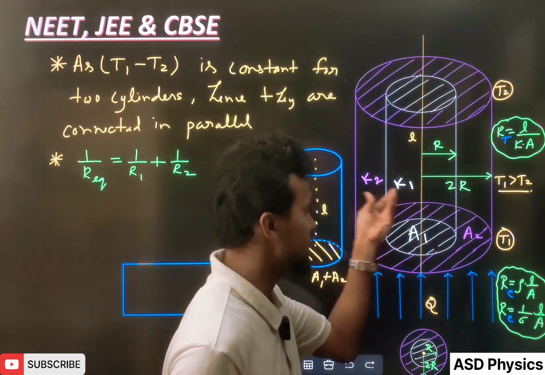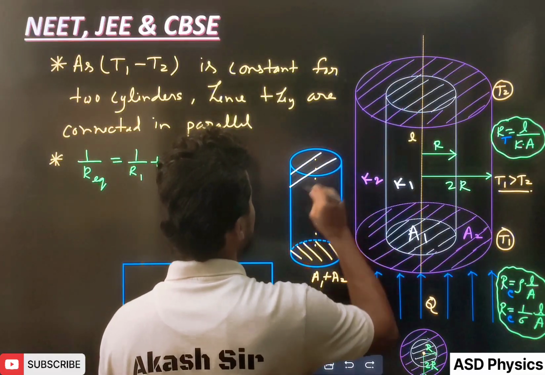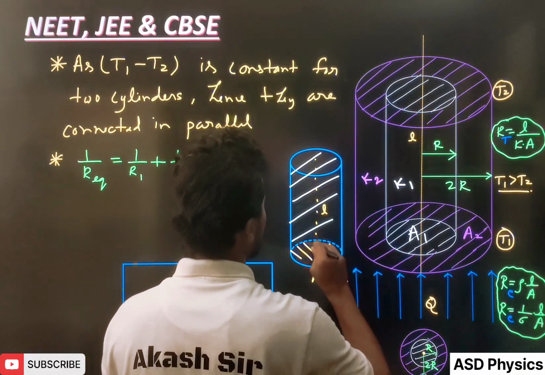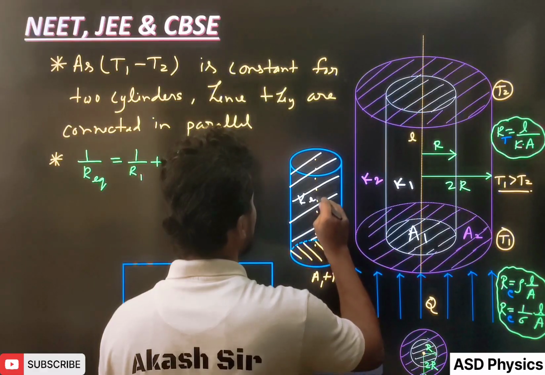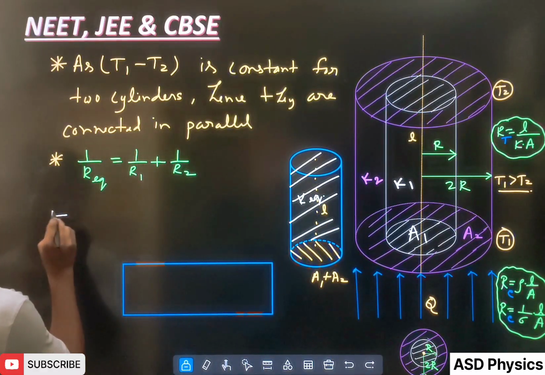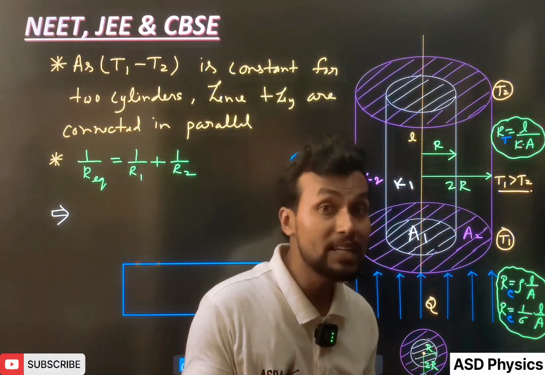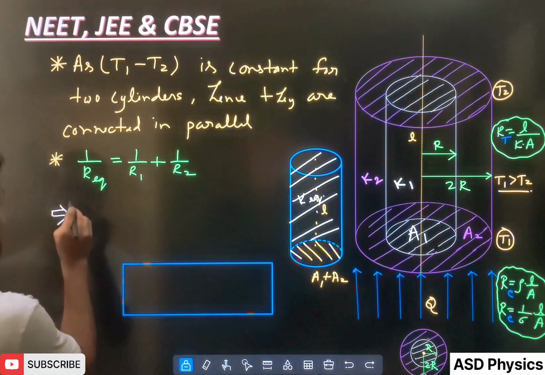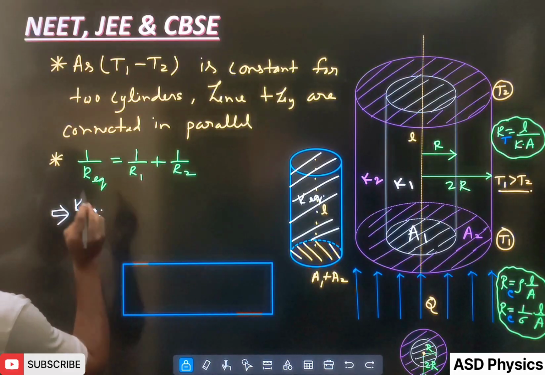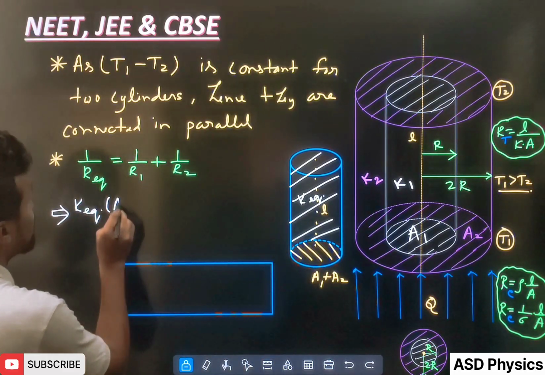But here you can see thermal conductivity K1, here K2. So instead of two materials, there will be only a single material, and this one will have thermal conductivity, let's take K equivalent. So what can I write here? You can see R equals L by KA, so what is 1 by R? KA by L. So I can write K equivalent into the area of cross section, which will become A1 plus A2.